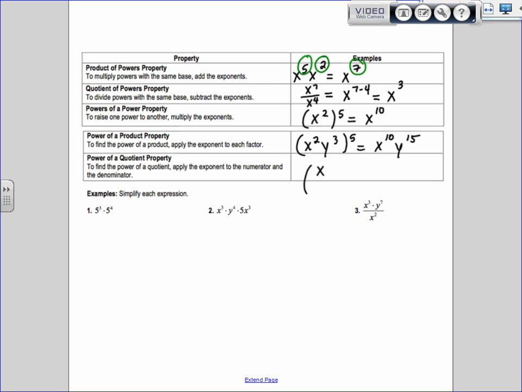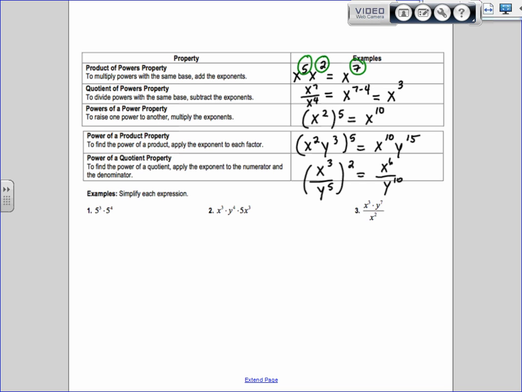And same idea if you have a quotient. So let's say I have x cubed over y to the 5th, and then it's squared. X to the 6th over y to the 10th. Now, don't be crazy and try to reduce that out then. Don't be like 6 over 10 reduces down to 3 over 5, right? Don't do that. Those are powers.